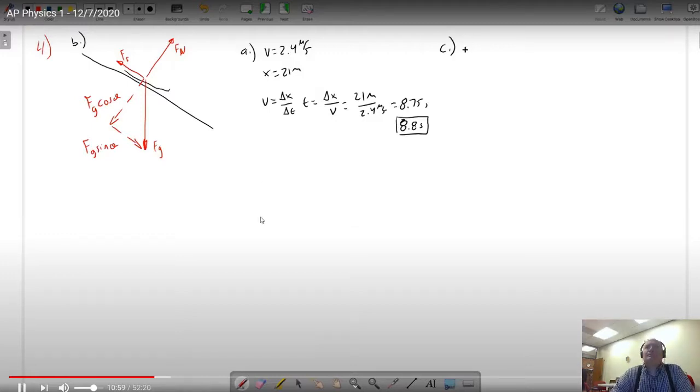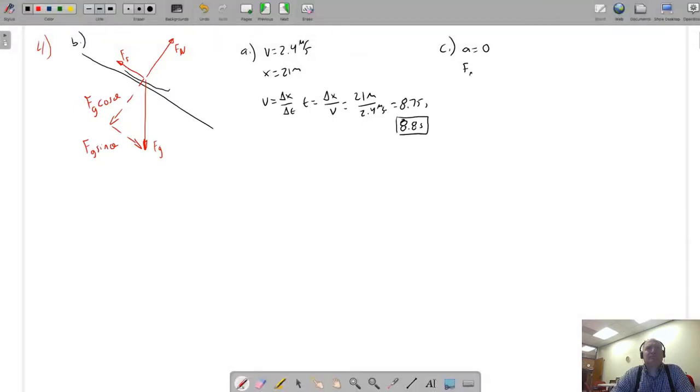To travel at a constant speed, the acceleration must be 0, which means the net force is 0. And if the net force is 0, there are two conditions that have to be met. The sum of the forces in the x direction has to be 0, and the sum of the forces in the y direction has to be 0. In the x direction, which is the direction parallel to the plane, what's got to be true is that the friction force is equal to F sub g sine theta. And what must be true in the y direction is that F sub g cosine theta is equal to the normal force. So those forces in the x and y directions have to be balanced out.